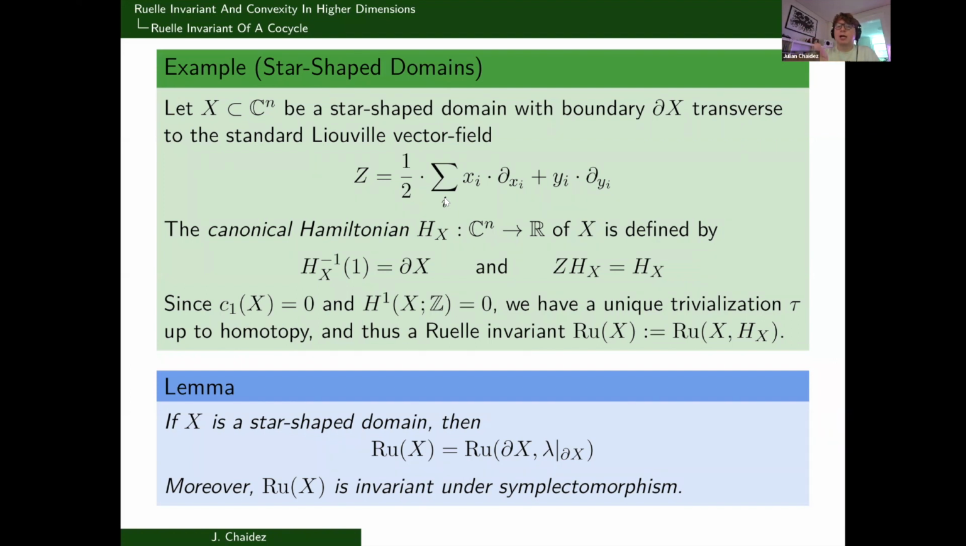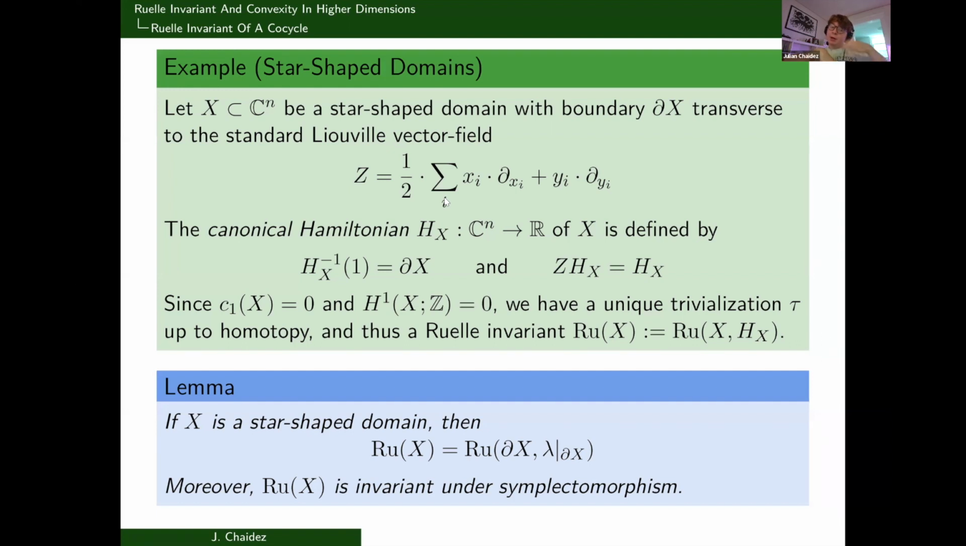Since the Chern class of X is 0, because it's a ball-shaped thing inside of C^n, and also H^1 vanishes, there's a basically unique trivialization of TX up to homotopy. And that means you get a Ruelle invariant associated directly to X, which is the Ruelle invariant of X with respect to this specific canonical Hamiltonian.